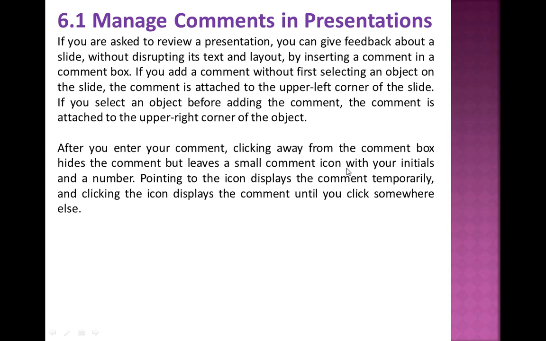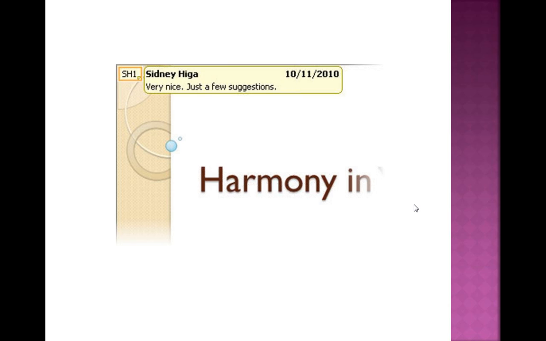So this small comment icon shows that there is a comment that is denoted by the initials as well as the number. When I point to the icon, it will display the comment on a temporary basis, and clicking the icon displays the comment until you click somewhere else. Means whenever you point to a comment, it will show your comment on a temporary basis, but when you click the icon or when you click the comment, it will display the comment until you click somewhere else. Means until you click anywhere, it will display the comment.